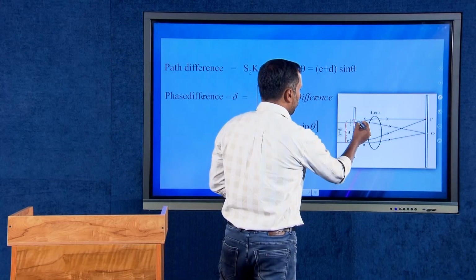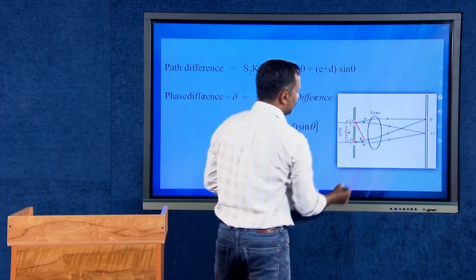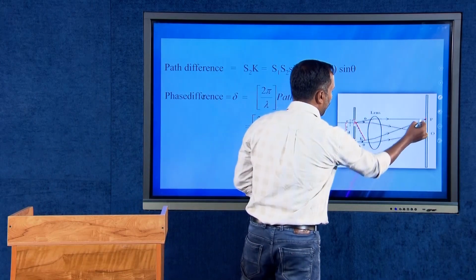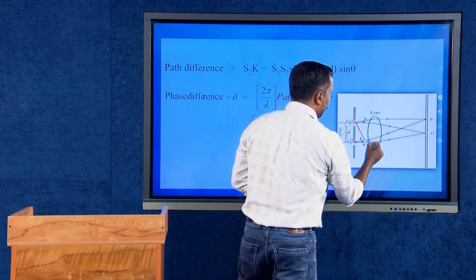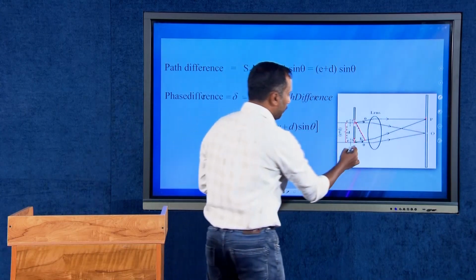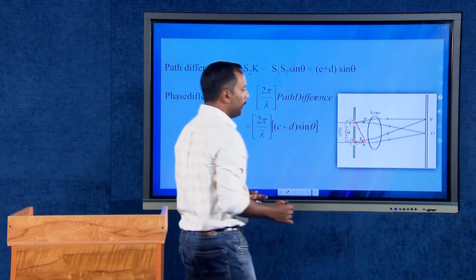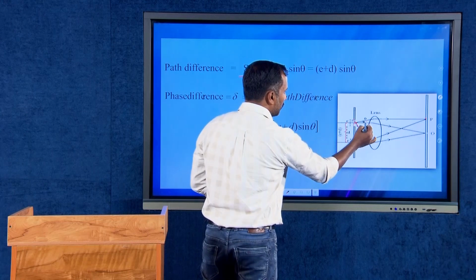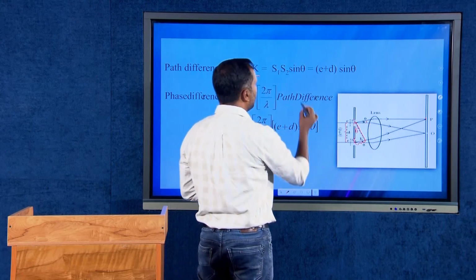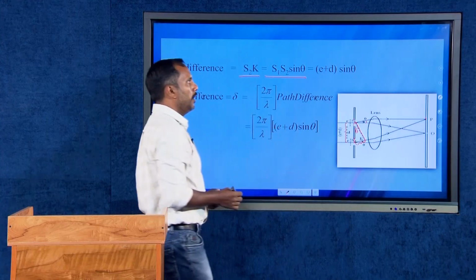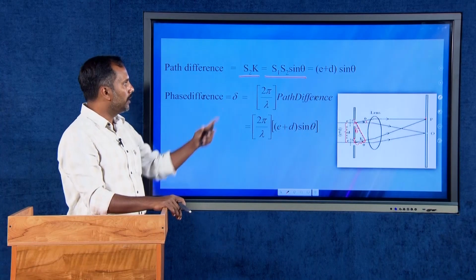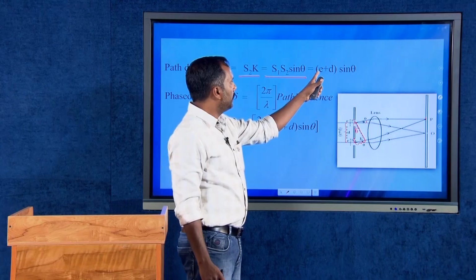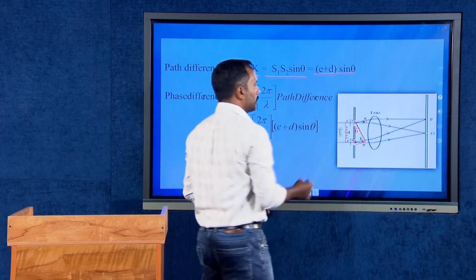In order to calculate the path difference, first of all let me draw a normal meeting at point K. Now, the paths from S1 to P and from K to P are equal, then obviously the path difference between these two wavefronts shall be S2K. Therefore, from this triangle, if this angle is theta, this angle will also be theta, then the path difference S2K is equal to S1S2 sin theta. Now, the distance S1S2 is the distance from the center of S1 to the center of S2, therefore, that is E plus D sin theta. So, this is the path difference.